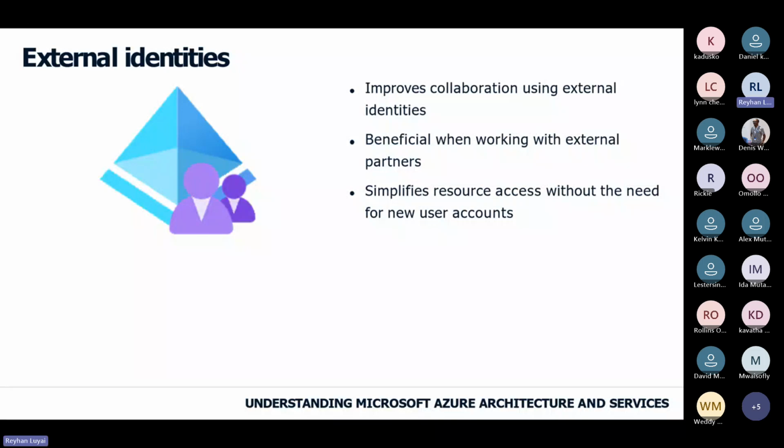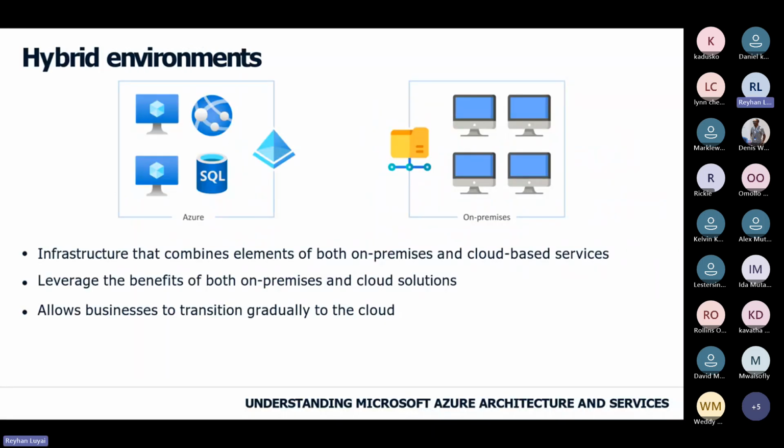And also we have a hybrid model. A hybrid environment refers to a cloud computing infrastructure that combines elements of both on-premises, which are the traditional local data centers, and cloud-based services. So this approach provides the ability to leverage the benefits of both on-premises and cloud solutions based on specific needs and requirements. And it also allows businesses to transition gradually to cloud while maintaining certain aspects of their infrastructure on-premises. These are their data centers.